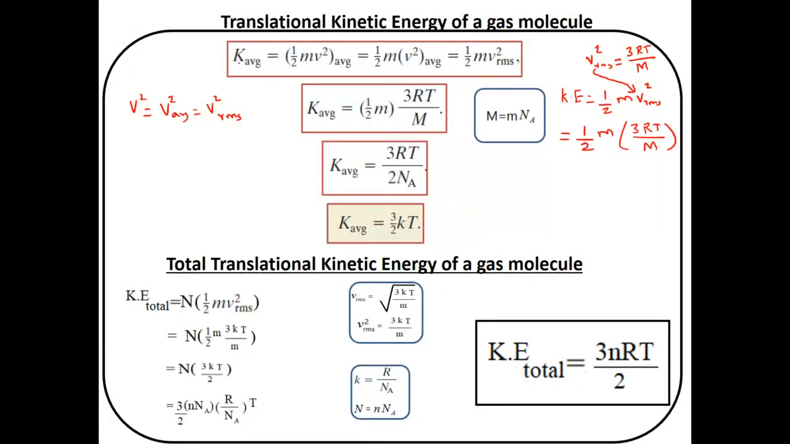So we got the same equation like this. Now we know this rule, capital M is equal to small m multiplied by the Avogadro number. I am going to substitute this formula here. If you substitute, you will get this term. Now, what is this R over NA?